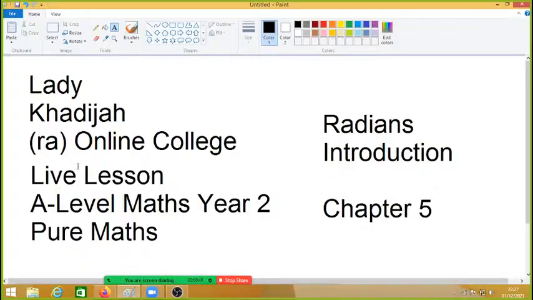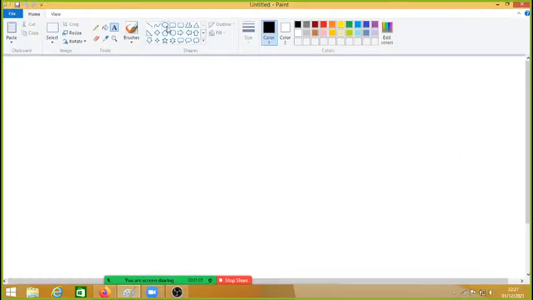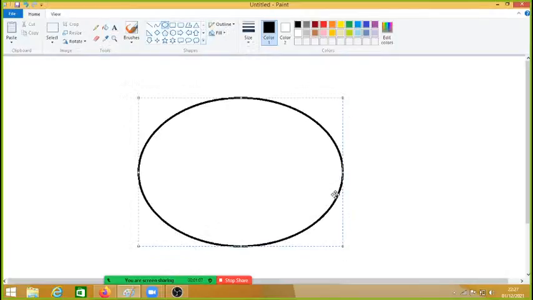Live lesson A-level math. Today it's an introduction to the concept of radians when it comes to measuring angles. So let's begin. If you're following through in the book, it's chapter 5. Okay, Bismillah ar-Rahman ar-Rahim. In the name of God, the most gracious, the most merciful.